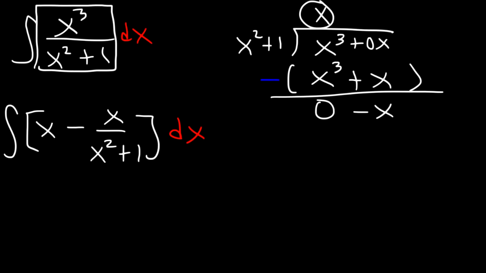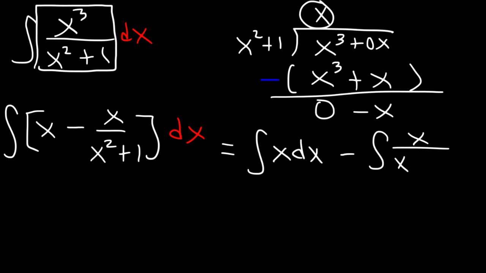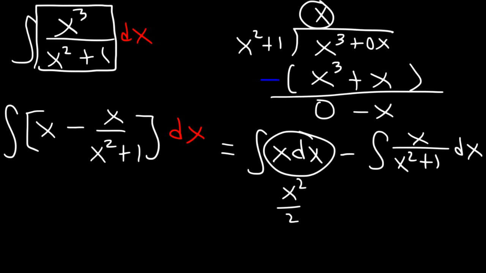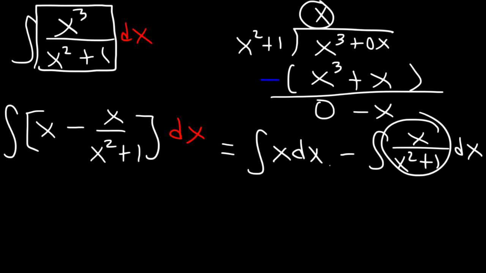Now, in this form, we can integrate it. So let's separate it into two problems: the antiderivative of x and the antiderivative of x over x squared plus 1 dx. Now, this part is straightforward. That's just going to be x squared over 2. But we'll deal with that later. Let's focus on this one, because it's a u-substitution problem.